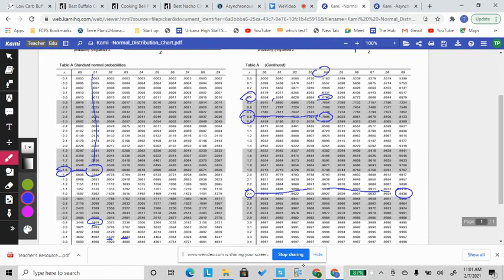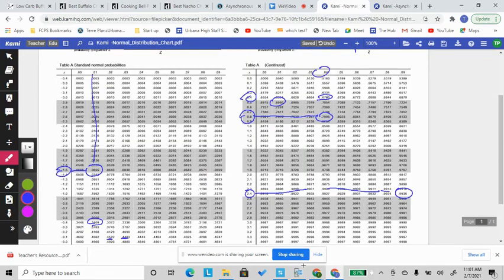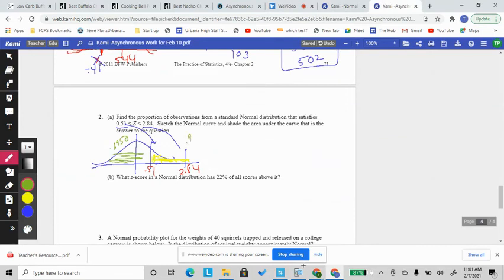0.51 is .6950. So you can look up .6950, so this area would be here of .6950, and then go to your Z-score table and look up 2.84, .9977, okay, and that would be this area. Subtract out the green.